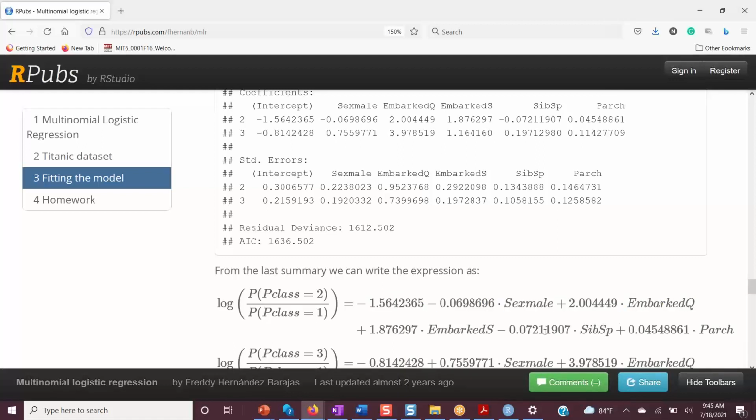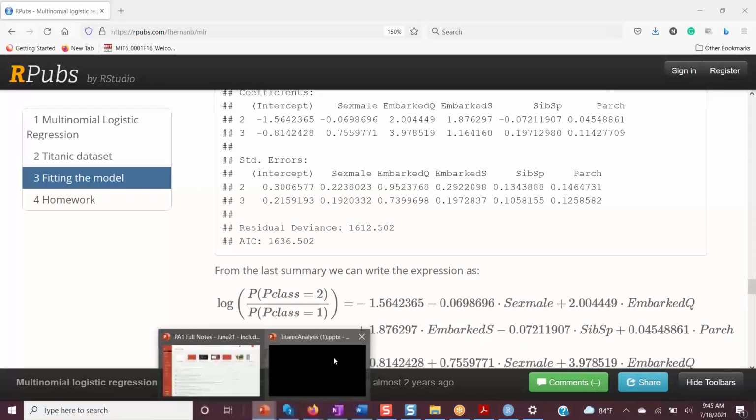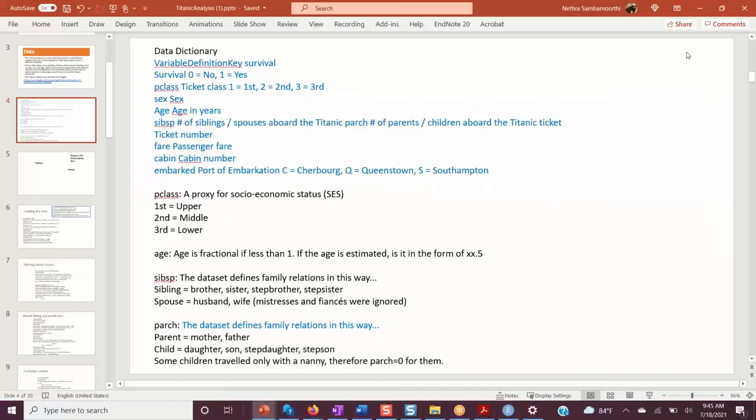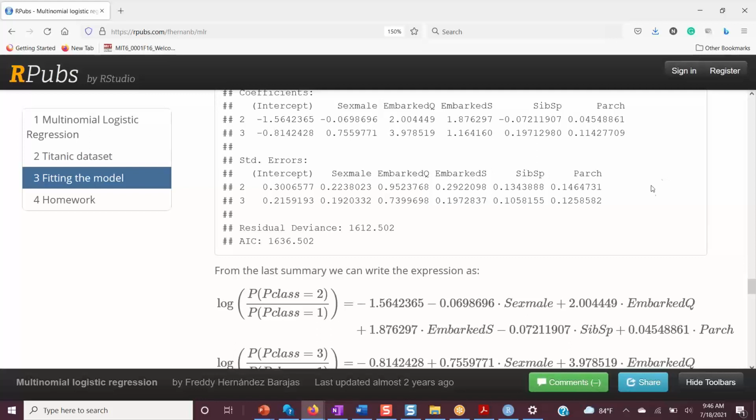I think it's called Queenstown, right? So let me go back. Embarkment is Queenstown. If somebody is coming from Queenstown, he will have 1. If somebody is coming from Southampton, you will have 0 for this, so it won't have the effect of Queenstown, but this will have the effect of Southampton. Again, what is the left out category? Cherbourg. Cherbourg is captured in the intercept. Are you with me? So female is captured in the intercept, and Cherbourg is captured in this intercept.